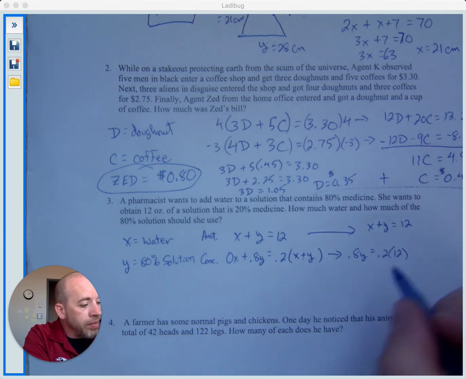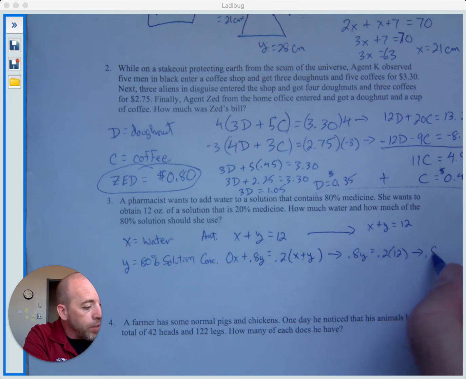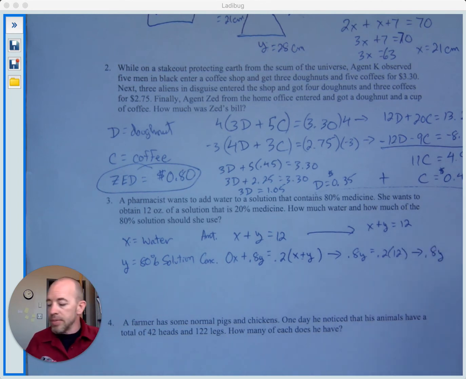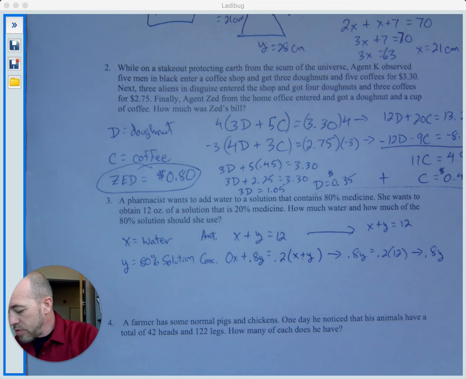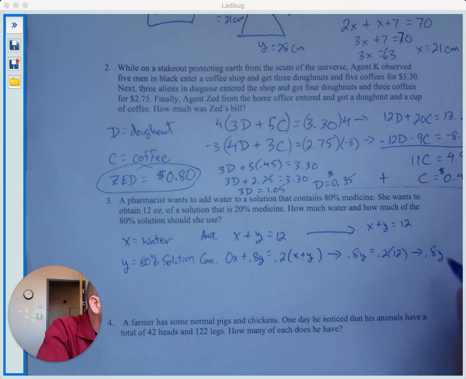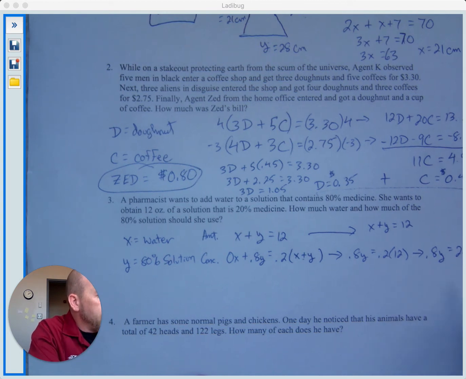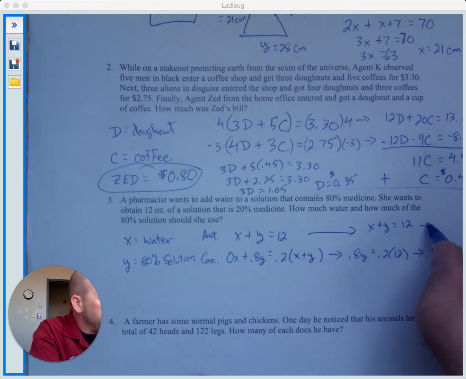0.2 times 12, this one becomes what? 0.8y. 0.2 times 12, what is that? I should know that. 2.4, right? Equals 2.4. And then we still have X plus Y is 12.